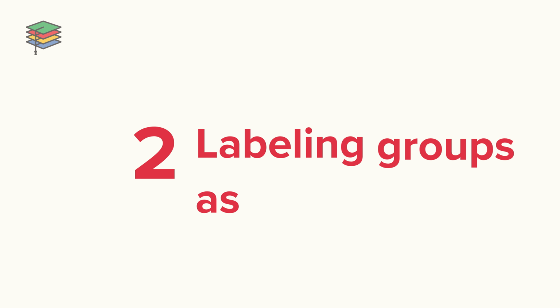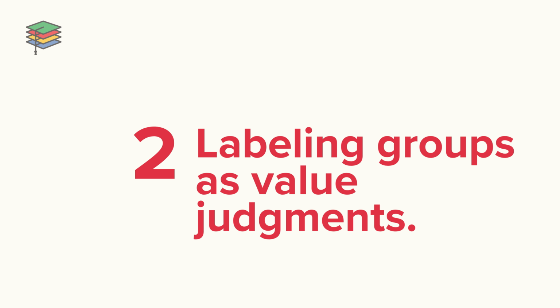Another mistake is labeling groups in ways students can interpret as value judgments. Even something as simple as colors or animal-inspired names can shape how students see themselves and each other. Neutral group names may seem like a small detail, but they matter more than we think.